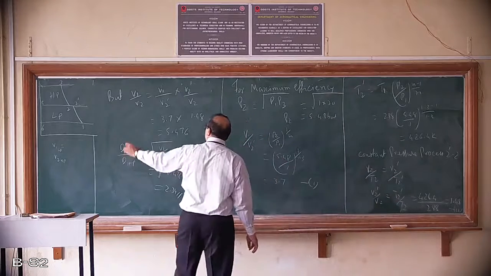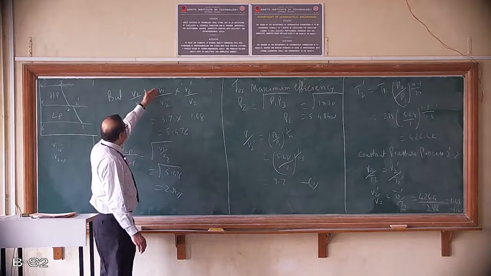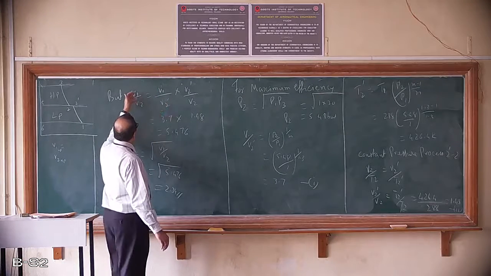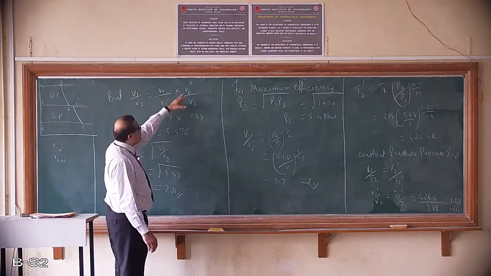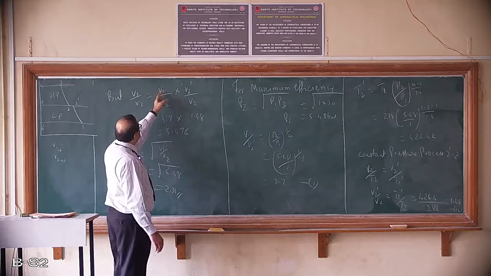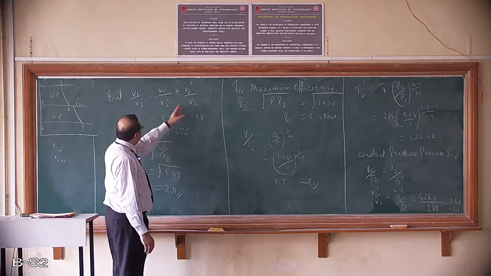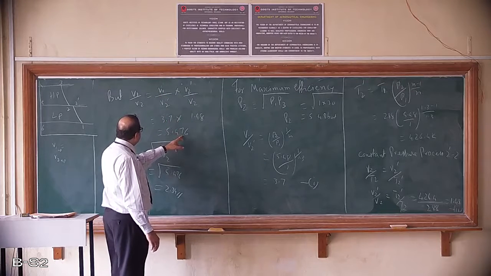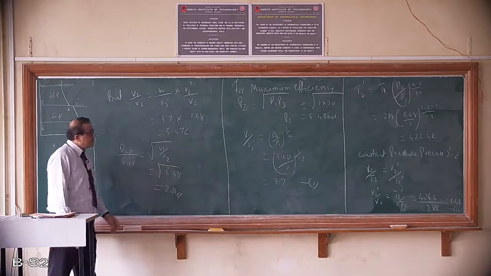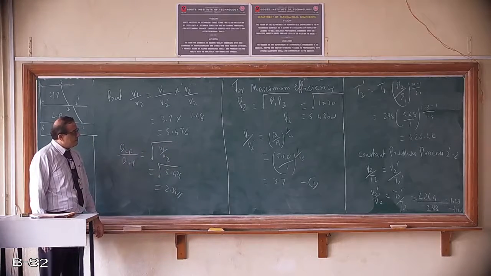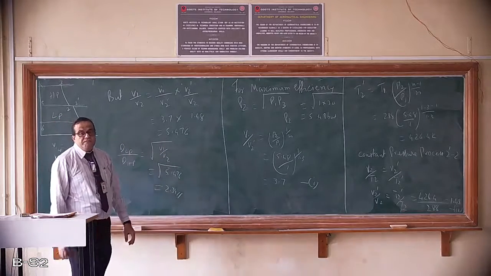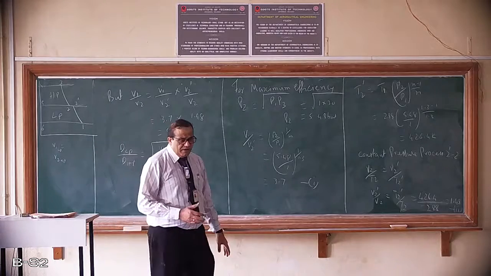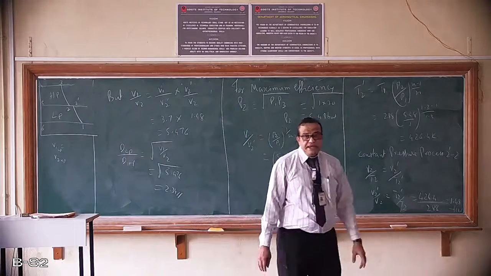But we know what is V1 by V2. I can write it as V1 by V2 dash. So V1 by V2 can be written by multiplying and dividing by V2 dash. So that's what I have done. So we know the values of these two. So calculate that, multiplying and then get the answer. So this completes the numericals, all types of numericals on air compressors.